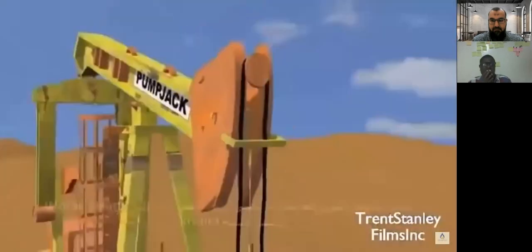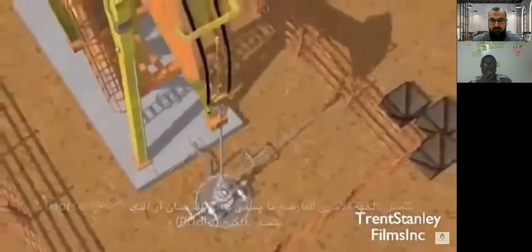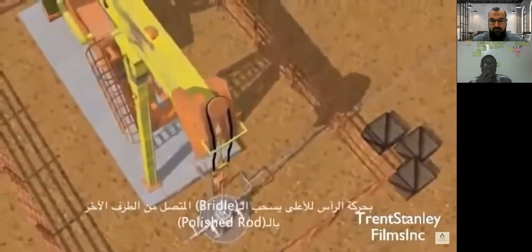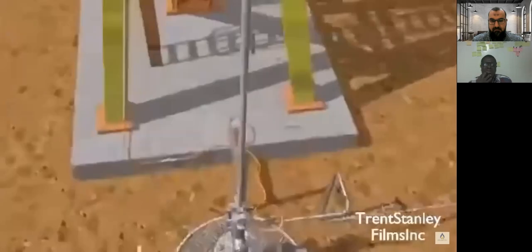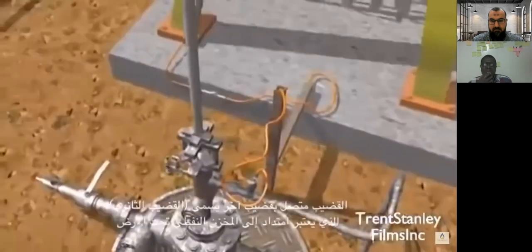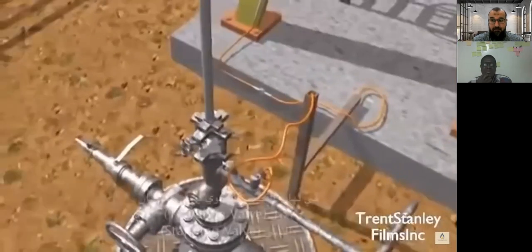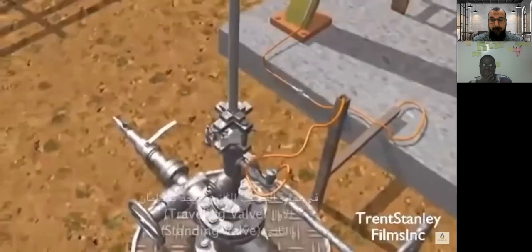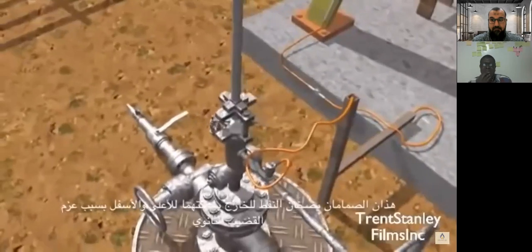Attached to the opposite end of the beam is the horse's head, and attached to that is the bridle. As the head travels up and down with the movement of the walking beam, it pulls on the bridle, which is attached to a polished rod. The rod is attached to another rod known as the sucker rod, which extends all the way down into the oil reservoir. At the end of the sucker rod are two valves, the traveling valve and the standing valve. These valves pump the oil up out of the ground as they move up and down with the momentum of the sucker rod.